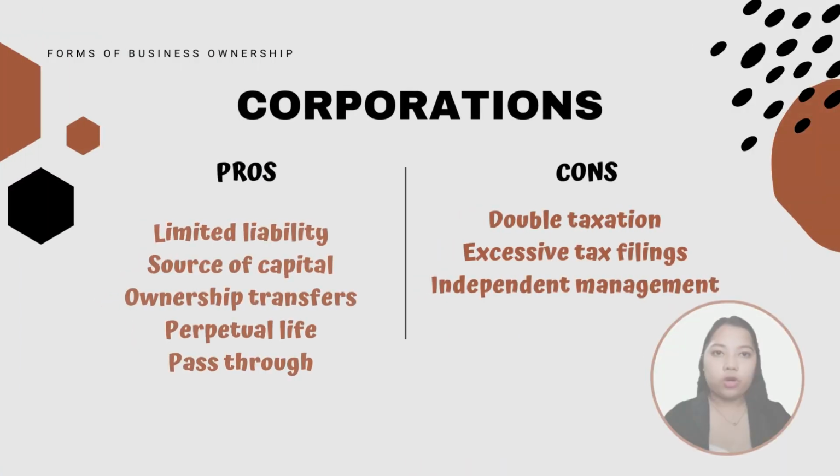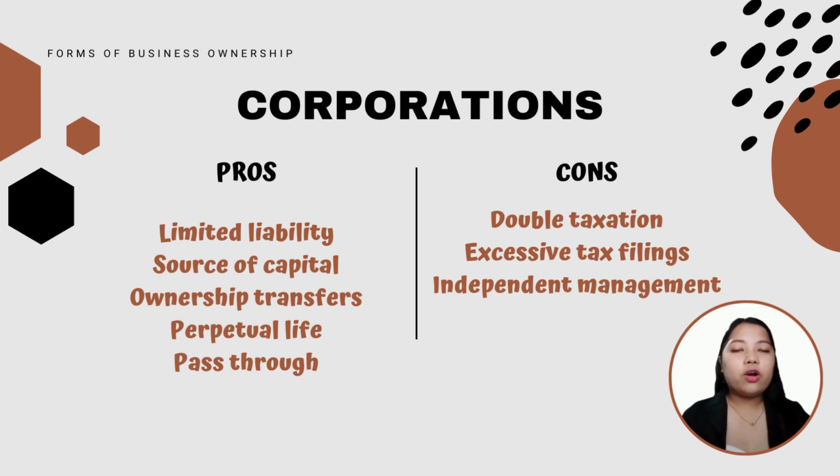So if we have the pros or the advantages, we also have the disadvantages or the cons. First is the double taxation. Depending on the type of corporation, it may pay taxes on its income, after which shareholders pay taxes on any dividends received. So income can be taxed twice.